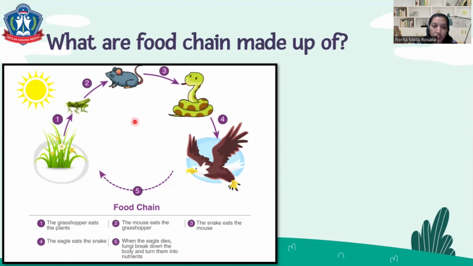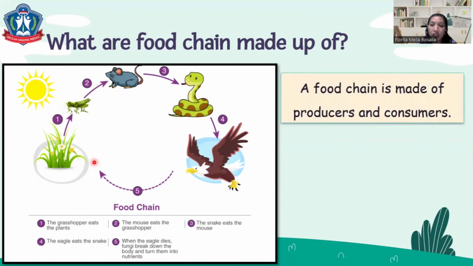In this picture, the plant is eaten by the grasshopper. And then the mouse eats the grasshopper. Then the snake eats the mouse, and then the eagle eats the snake. When the eagle dies, fungi break down the body and turn it into nutrition that is important for the plants. We call this a cycle, right? So the cycle here is the food chain.